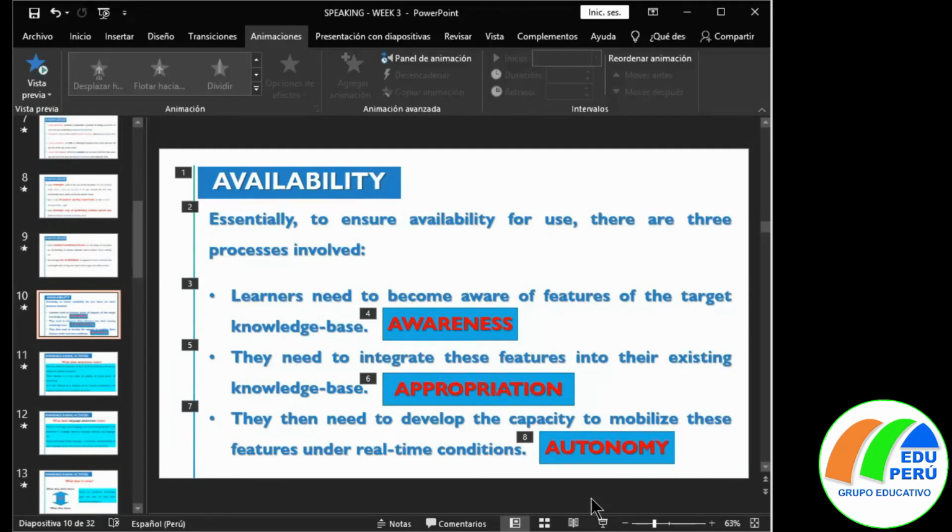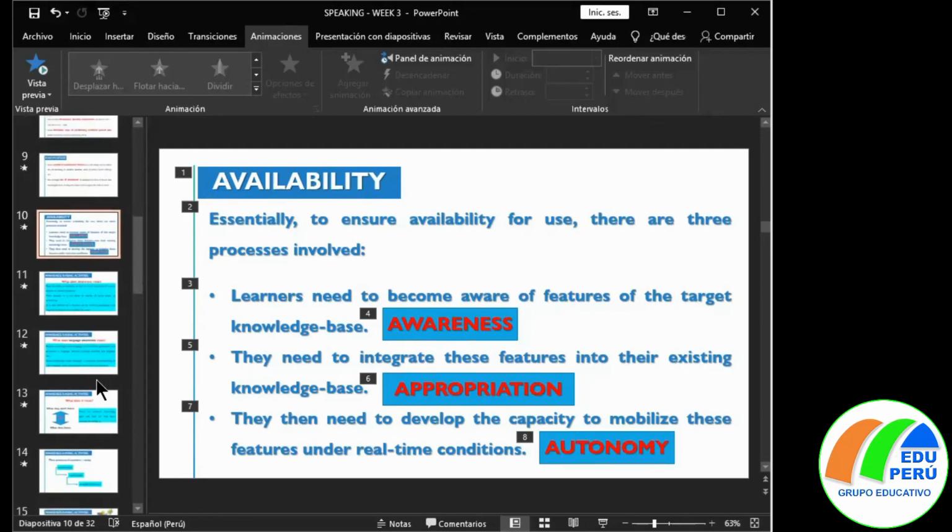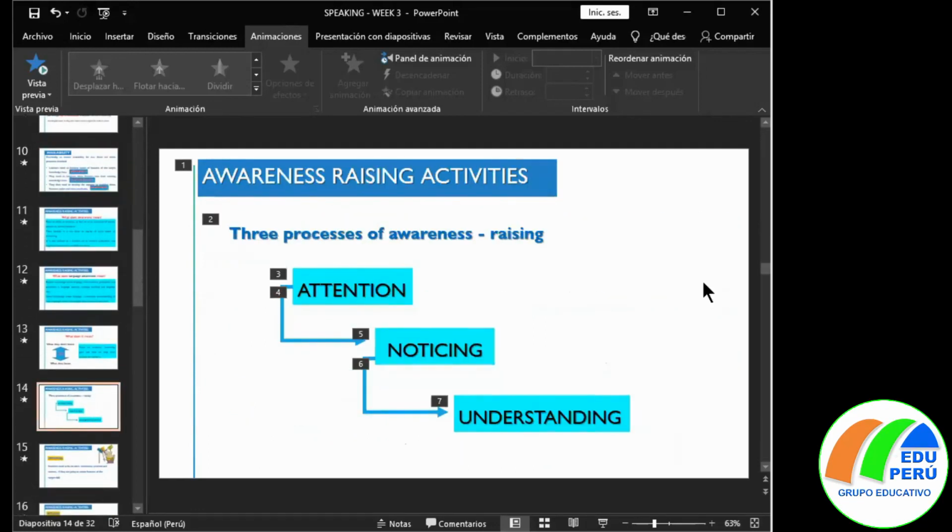Then, what is the next? To appropriate these features of language, they are going to make them their own. And finally, they could get autonomy. So today we talked about the first one, awareness. And remember, awareness is divided in three too. Awareness is divided in three: attention, noticing, and understanding.